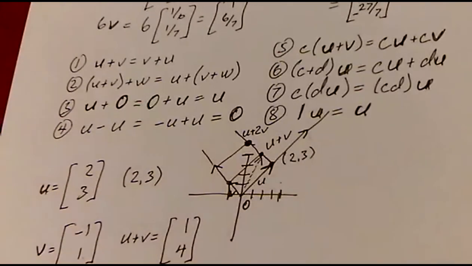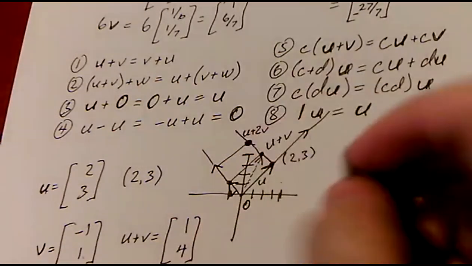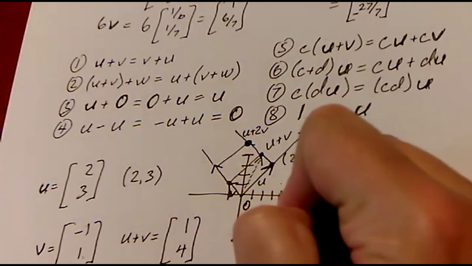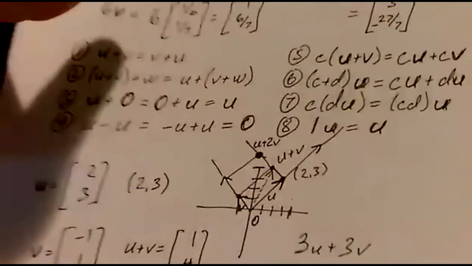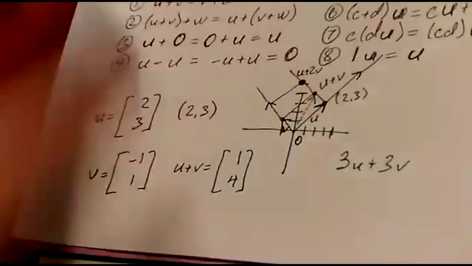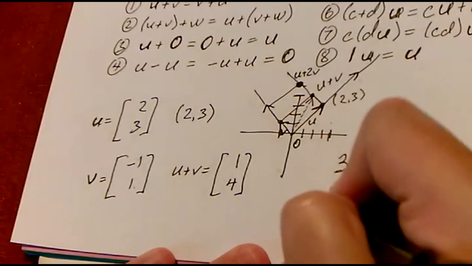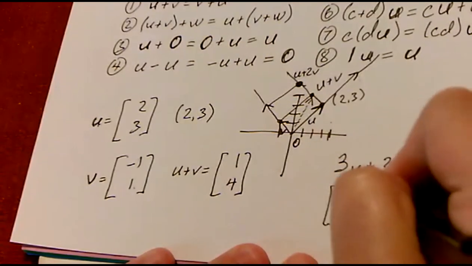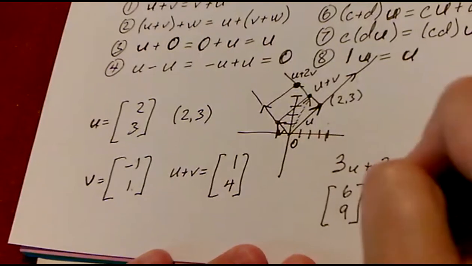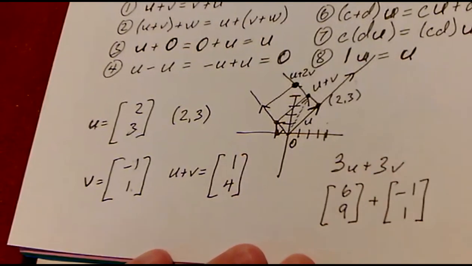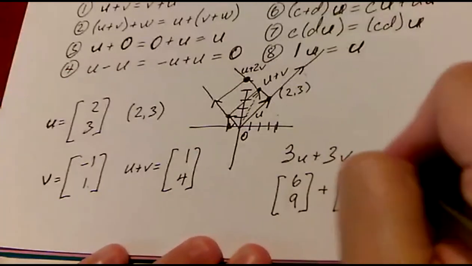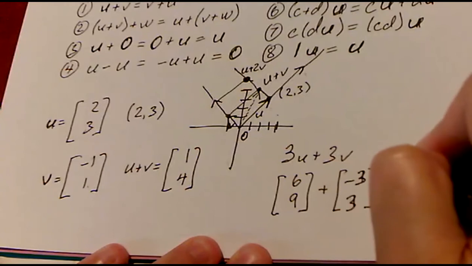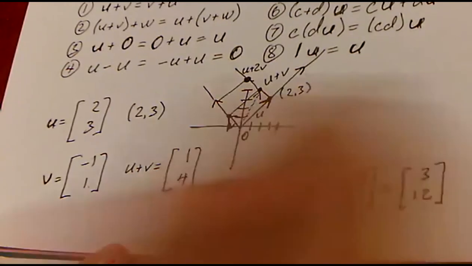Because imagine now that I have the point or the equation 3U plus 3V. Well, I can take those values I have for U and V and determine: 3U is going to be 6 and 9. 3V is going to be -1 and 1. I'm sorry, -3 and 3. Didn't multiply it. There we go. And then when I add them together, I'm going to get 3 and 12.